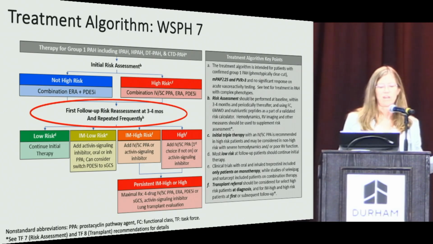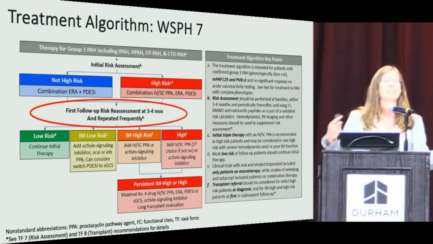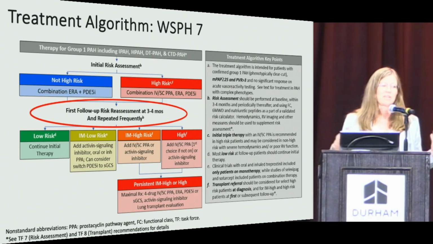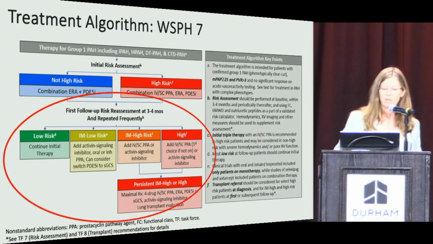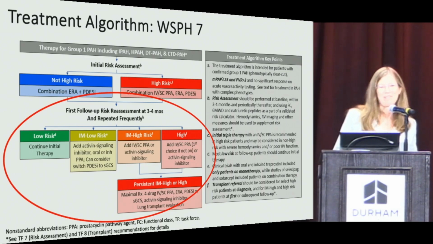So if you started out not high risk, but within your first 3 months, things are not going well, this is an alarming sign, probably worse than being high risk in the first place. You're not responding to your initial 2 therapies, and escalation is reasonable. Okay, and then we'll spend more time here because this was the more complicated portion of the algorithm.